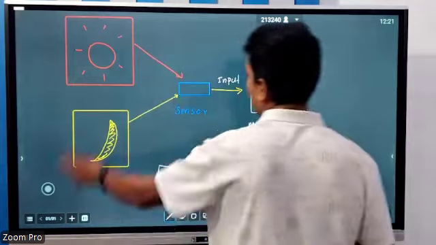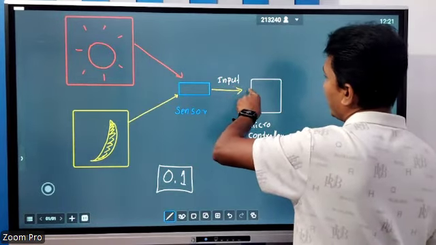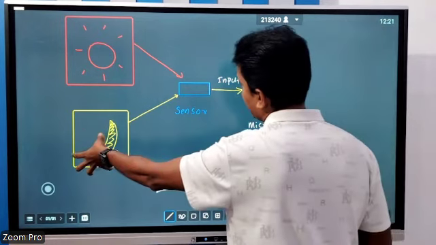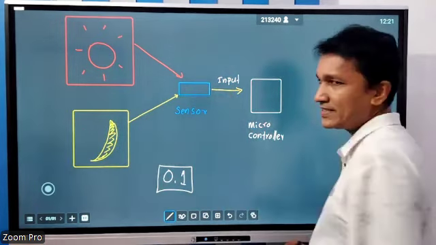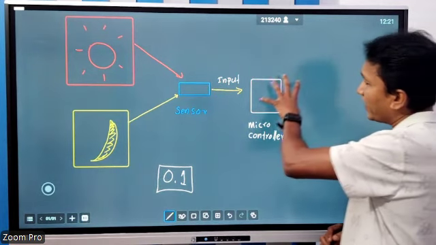So for example, if it is in the daytime, it will give the signal as 1. When it is in the night time, it will give the signal as 0, right? Then this is programmed according to that.